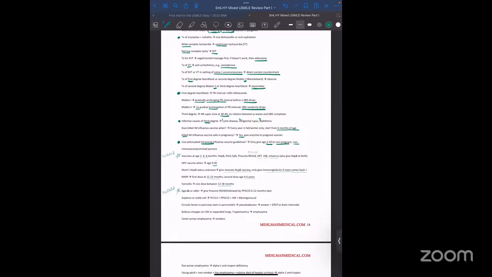Then next one we have asplenia or sickle cell. Here it also says PCV13 plus PPSV23. I guess again this will be PCV15 followed by 23, or 15 or 20 followed by PPSV23, but we no longer use PCV13.